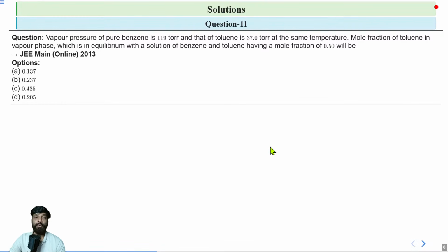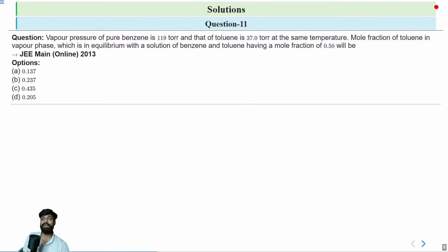Next question. Vapor pressure of pure benzene is 119 torr and that of toluene is 37.0 torr at the same temperature. Now, the mole fraction of toluene in vapor phase, which is in equilibrium with a solution of benzene and toluene having a mole fraction of 0.50 will be. So, what is given? You are given the vapor pressure of pure benzene, P naught B, 119 torr, and the vapor pressure of pure toluene, which is 37 torr. So P naught A and P naught B both are given.